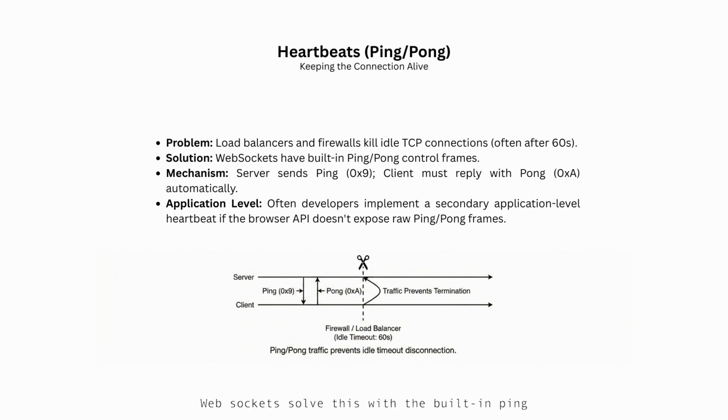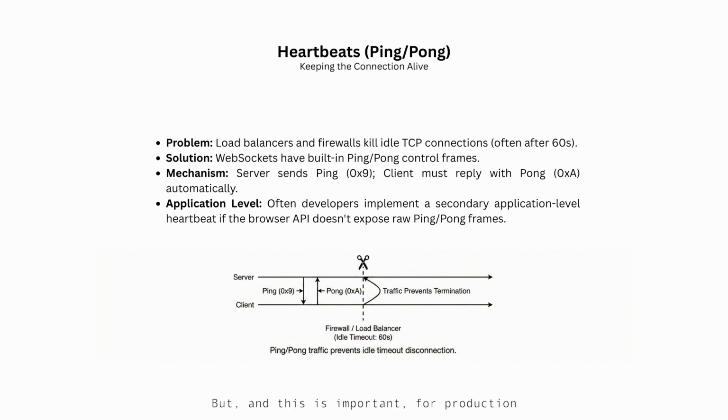WebSockets solve this with the built-in ping pong frames. Here's how it works. The server periodically sends a ping frame, opcode 9, with some optional payload. The browser automatically responds with a pong frame, opcode 10, echoing that payload. This tiny bit of traffic keeps the connection alive in the eyes of intermediaries. Most browsers handle the pong responses automatically. You don't even have to write the code for it.